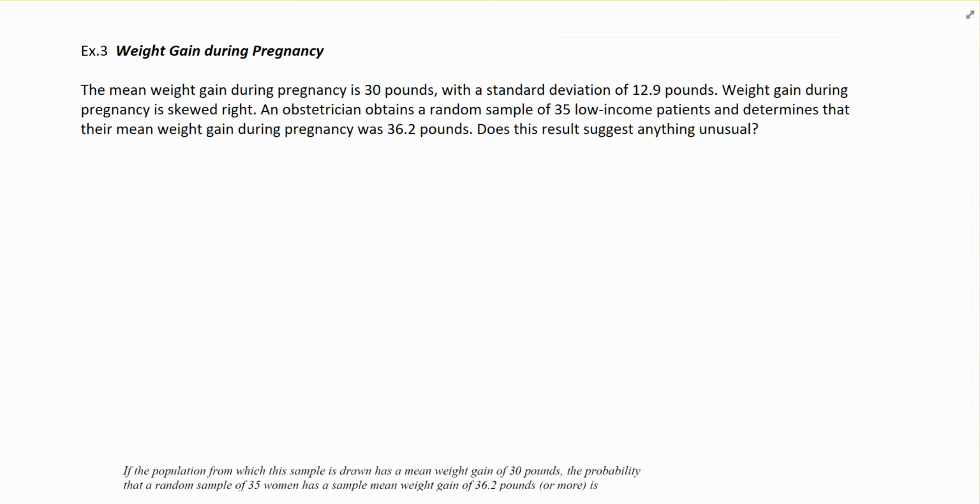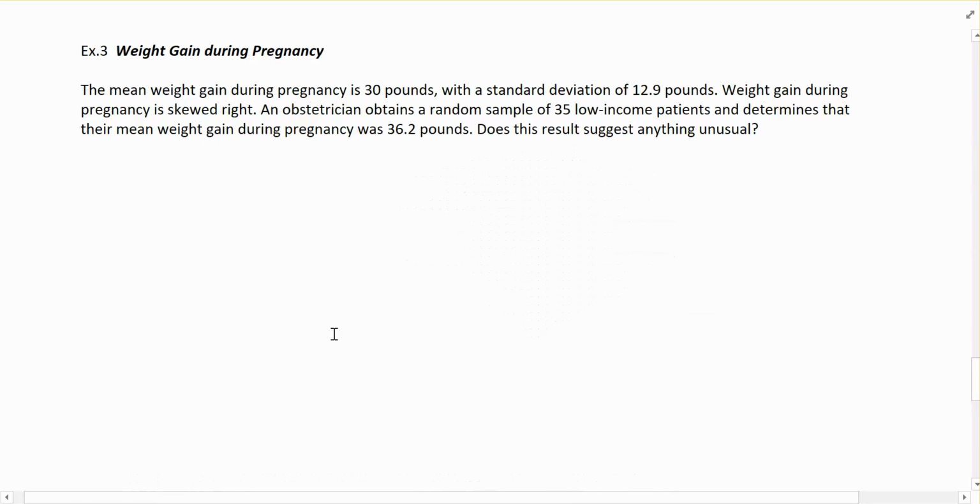The mean weight gain during pregnancy is about 30 pounds, with a standard deviation of 12.9. Weight gain during pregnancy is skewed right. An obstetrician obtains a random sample of 35 low-income patients and determines that their mean weight gain during pregnancy was 36.2 pounds. We want to see if we can say whether this result suggests anything unusual.